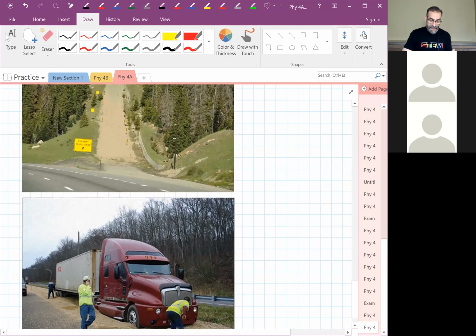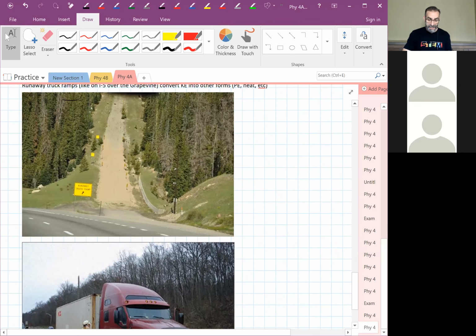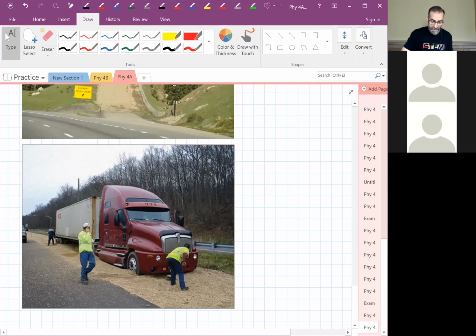How does that work? Well, you have to convert it to other forms. So they have this soft gravel there. As the truck plows through the soft gravel, the gravel is moved and it heats up a little bit and it dissipates a lot of the energy. Sometimes they build a ramp so that some of that speed, kinetic energy, gets converted into gravitational potential energy. It goes up the ramp, but it's a way of dissipating that excess energy.